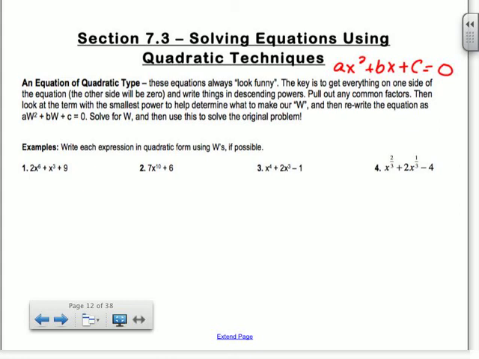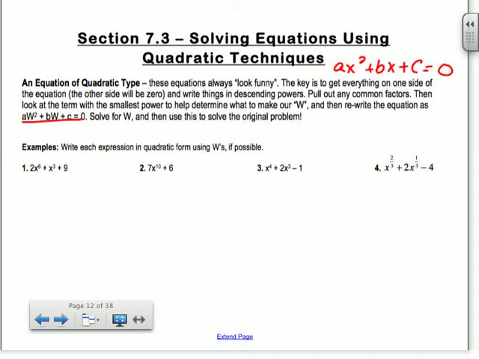Okay, but we haven't done much with things where there's like x to the 6th, x to the 4th. So the key to this section is we're going to try to get them to look like our quadratic equations so we can solve. We're going to use something called W substitutions. We're going to use W's to rewrite it so that we have aW squared plus bW plus c equals 0. So we're going to get it to be in the quadratic form.